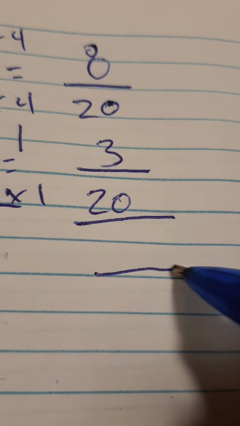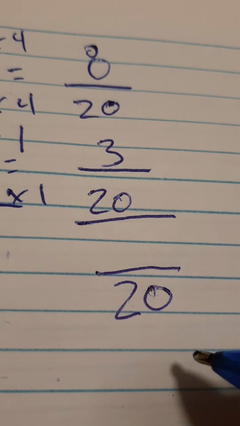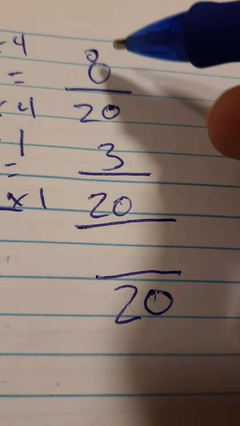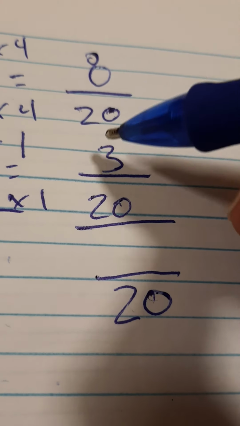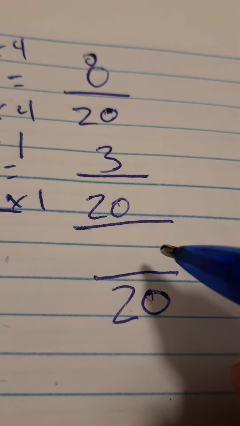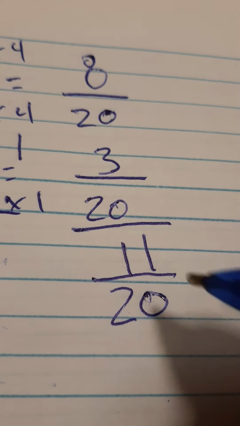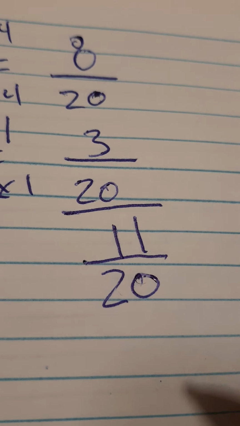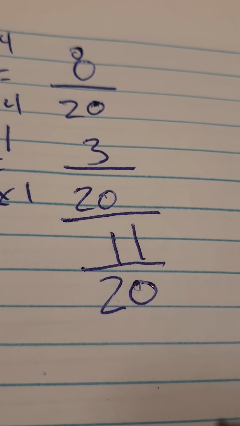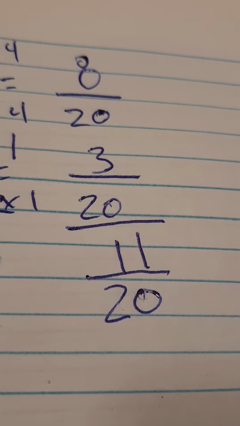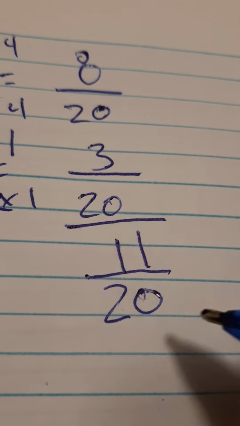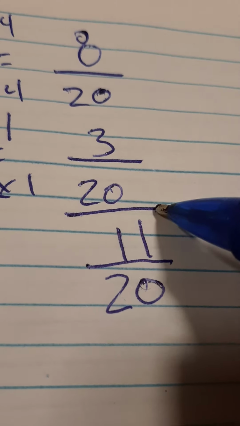The denominators are the same, so now I can make 20 my denominator, and then we add 8 plus 3, 9, 10, 11. 8 plus 3 is 11. We can't reduce here. When 11 is your numerator, there's not much you can do from there. So the answer to this problem is 11/20.